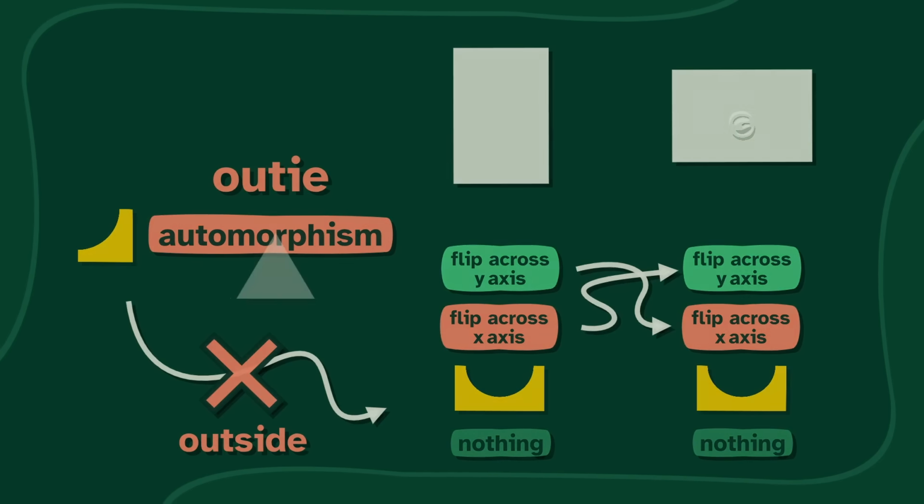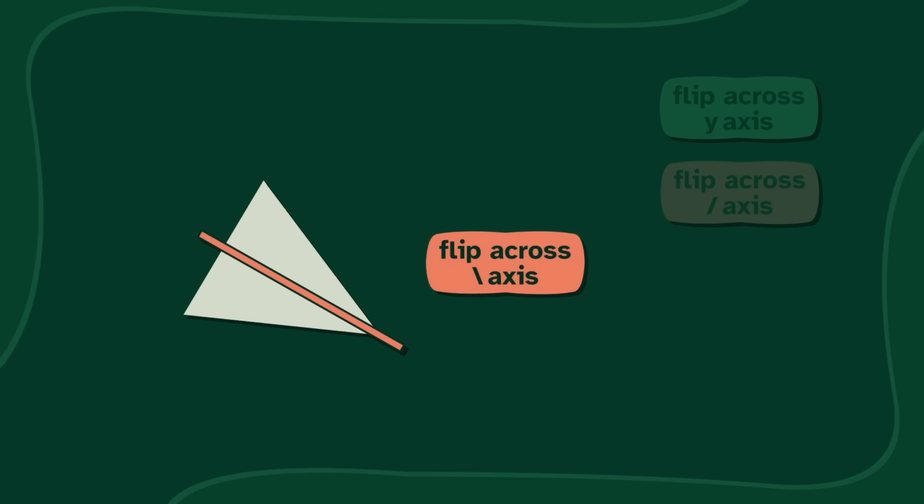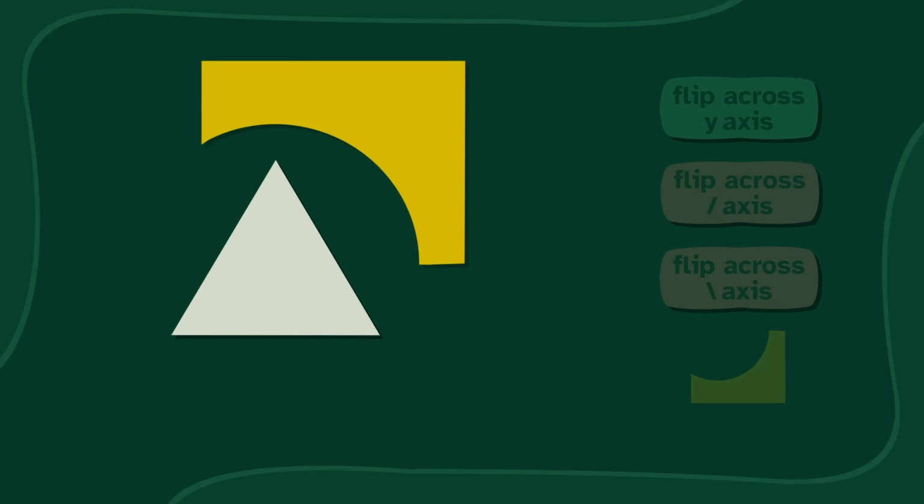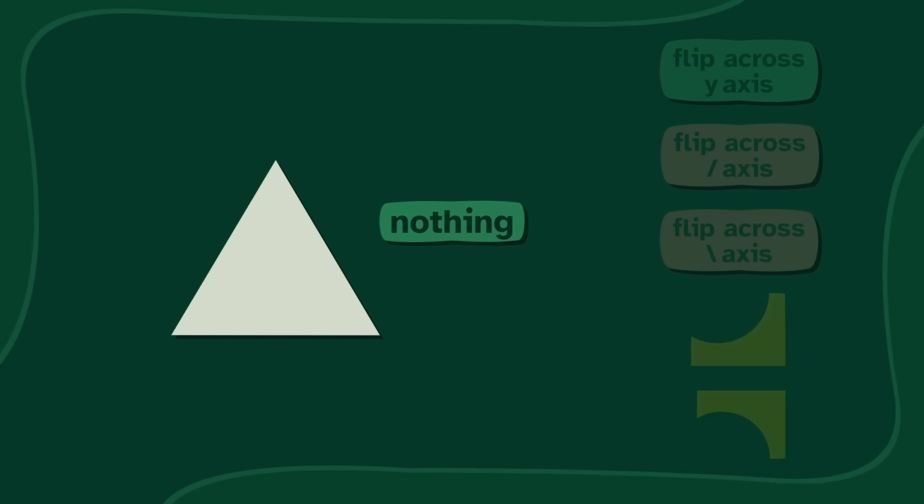Now, what about the triangle? For its symmetries, we can flip across three axes, we can shred a third pipe, or an upside down third pipe, dude, or we can do nothing.